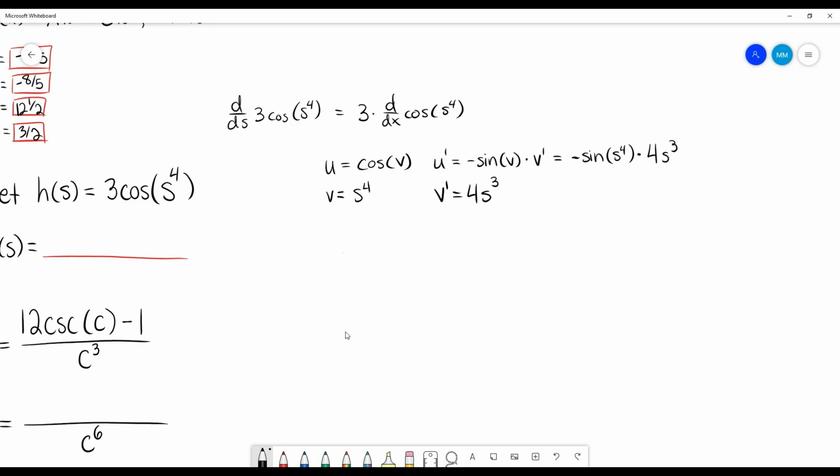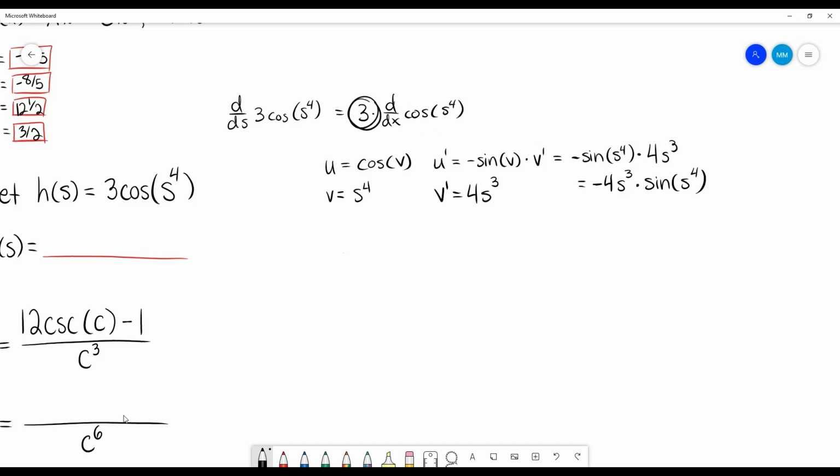And obviously I could rewrite that. I could move this whole term in front, and I think I just might. So we've got our negative, so it's a negative 4s cubed, and I can do this because we're multiplying, right? And that is commutative. And there we go. So then that's our derivative right up there.